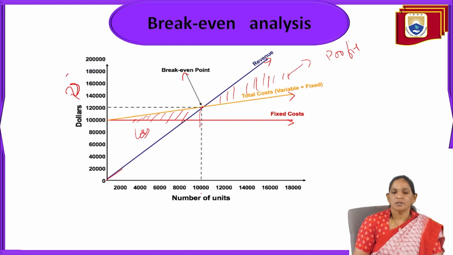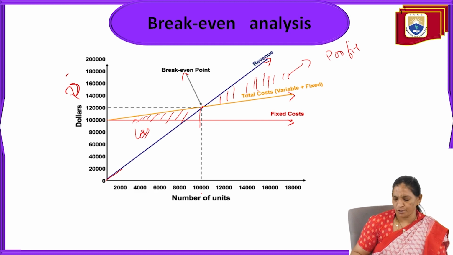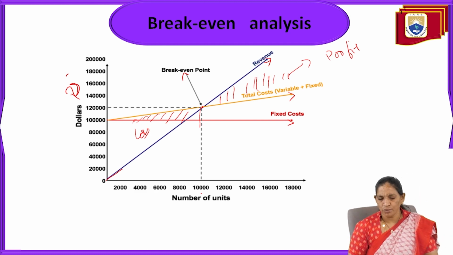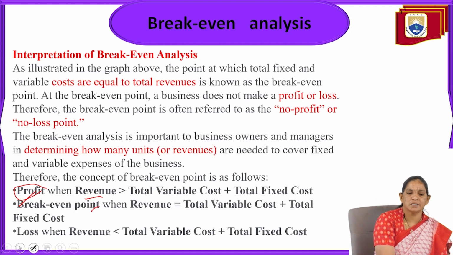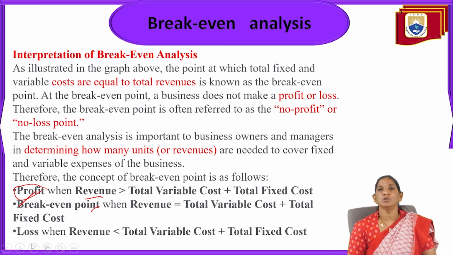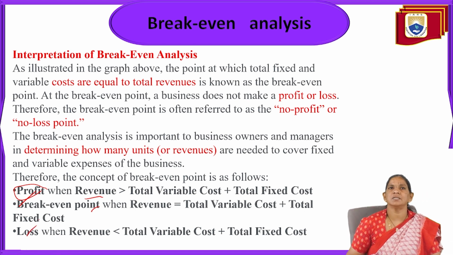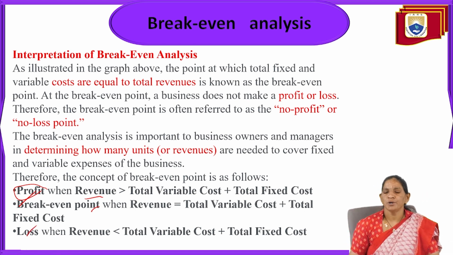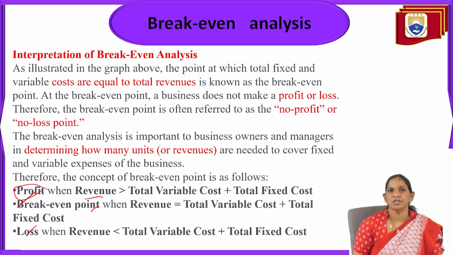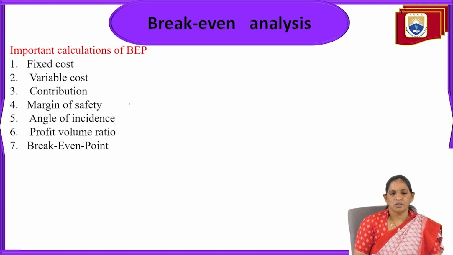And when the cost is more than the revenue, we consider it a loss. That is, the total variable cost and fixed cost is more than the revenue, and that point we consider as the loss point. So these are the three inferences we get in the case of break-even analysis.